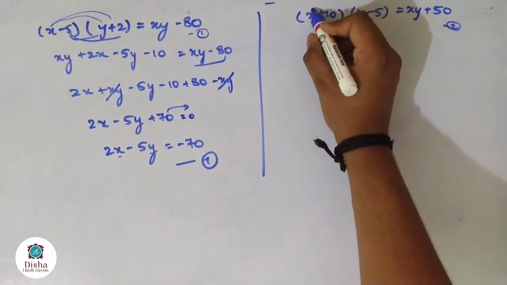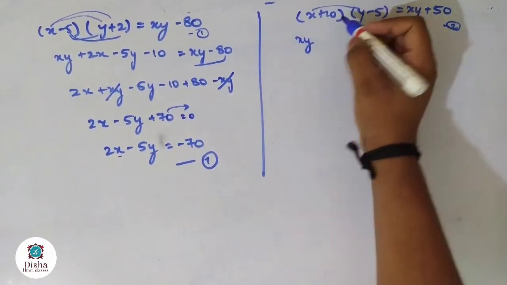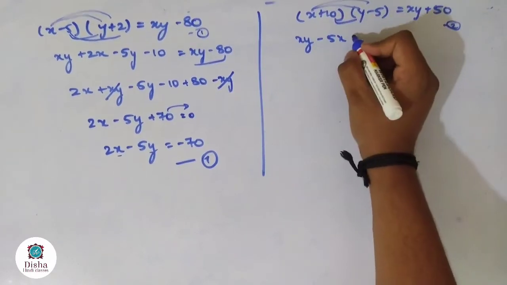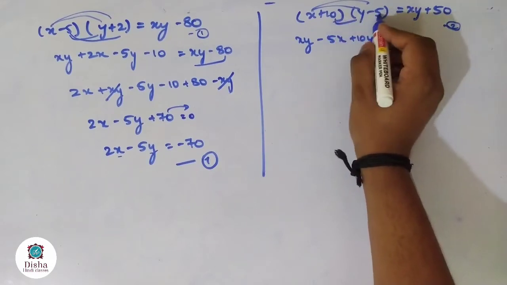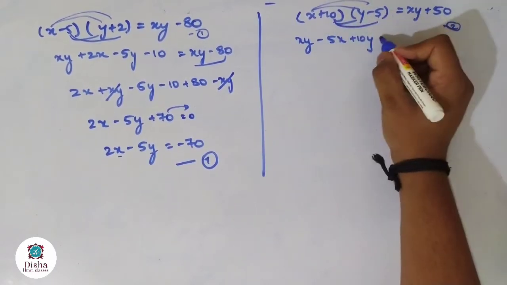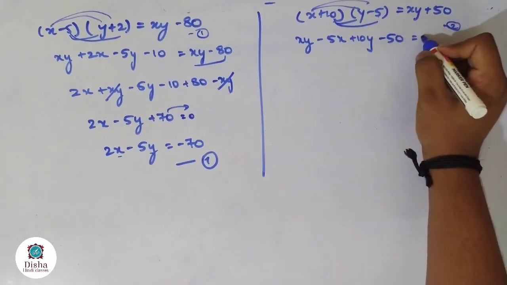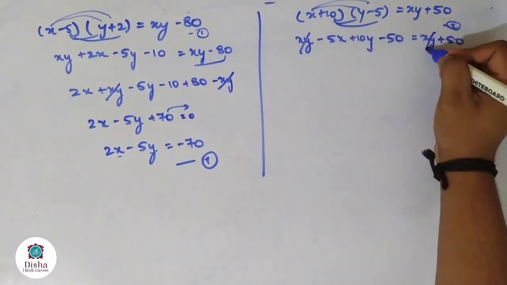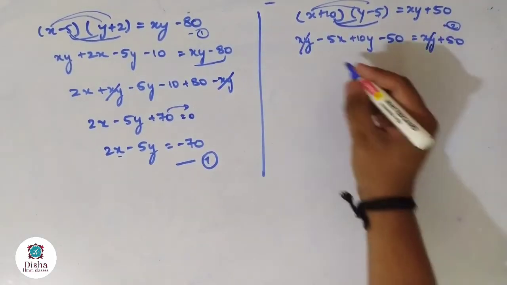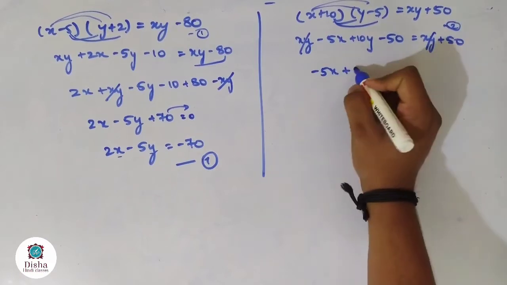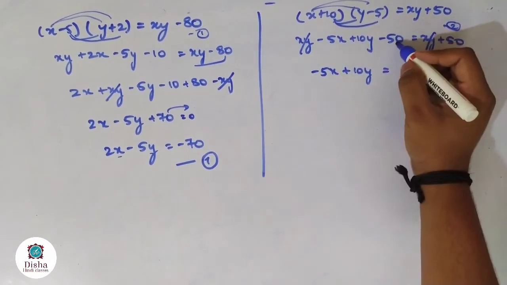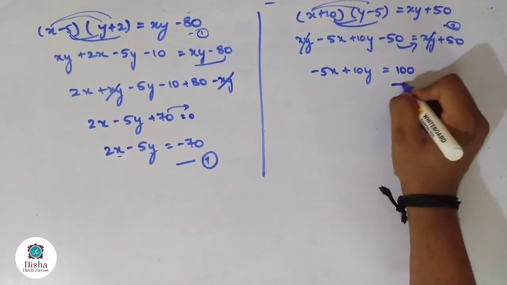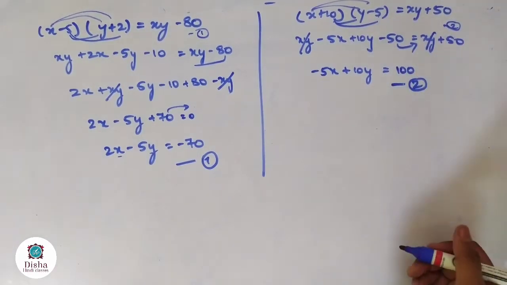Next let us solve this. x into y will be xy, x into minus 5 will be minus 5x, 10 into y will be plus 10y, 10 into minus 5 will be minus 50. So that will be equals to xy plus 50. Here xy and xy get cancelled. So minus 5x plus 10y equals, if this minus 50 goes to RHS, it will become plus 50. So that will be equals to 100. So this is the second equation.